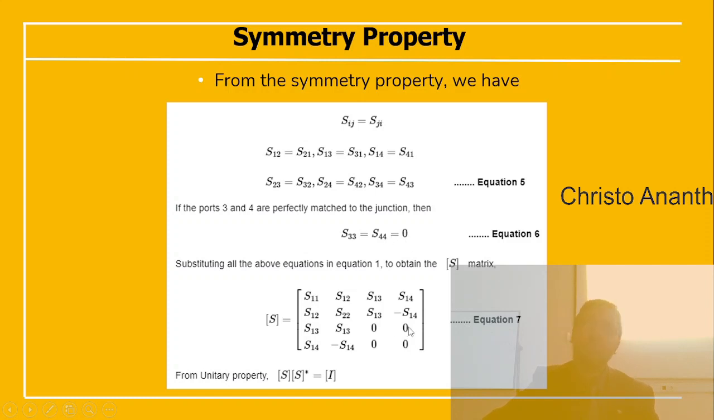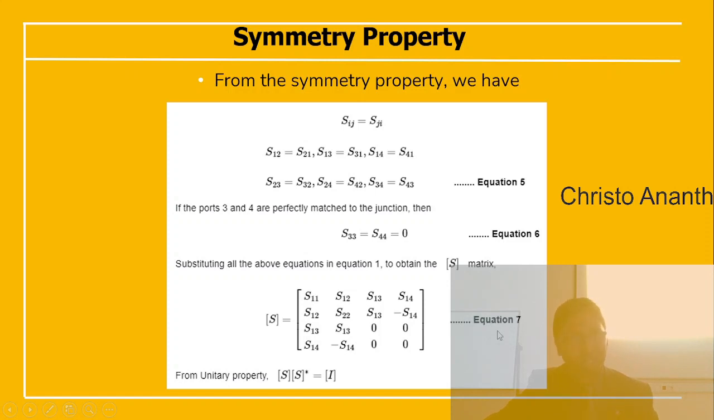S34, S43 are 0. Then S41 is the same as S14. S42 is 180 degrees out of phase, so minus S14. S43 is already 0. S44 is 0. Okay, so this is the matrix.